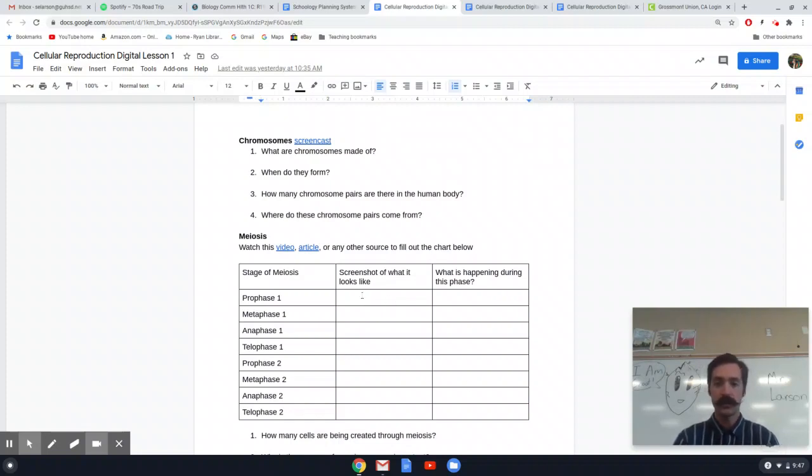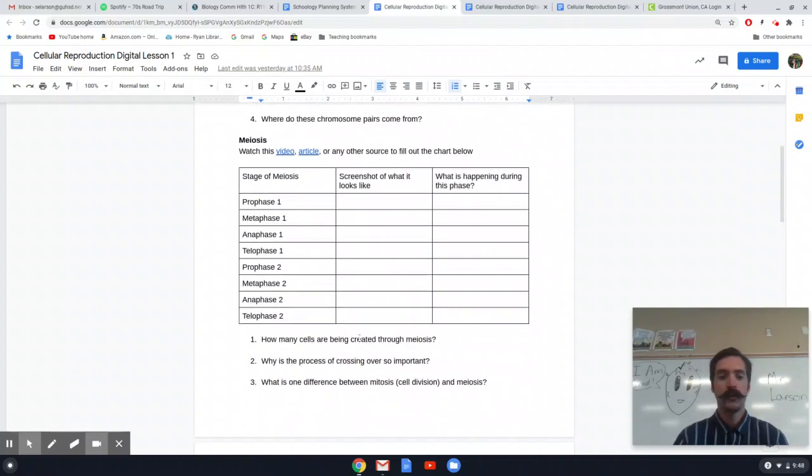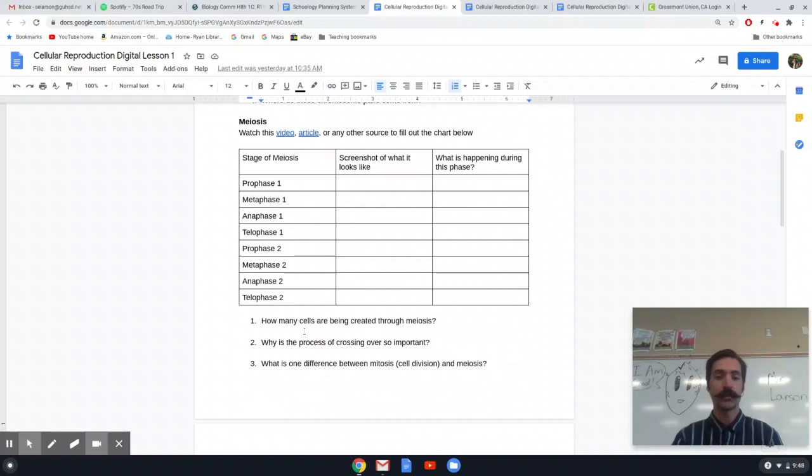So you're going to want a screenshot of what the different phases look like. And then also just a quick description about what is happening in each phase, maybe 2-3 sentences, and then you can move on. After you finish up the table, answer the questions below.